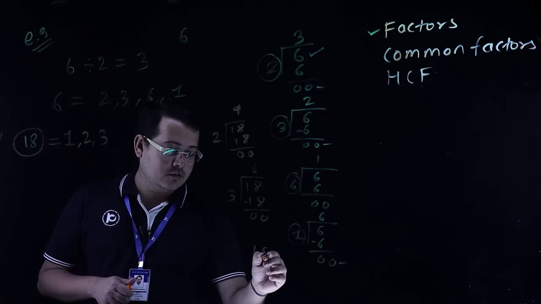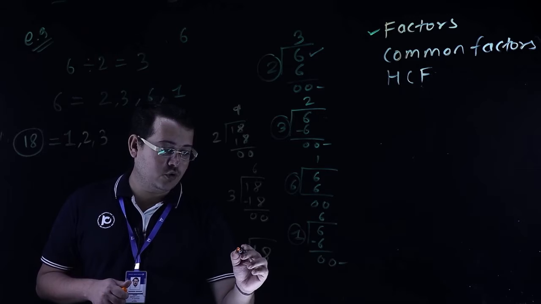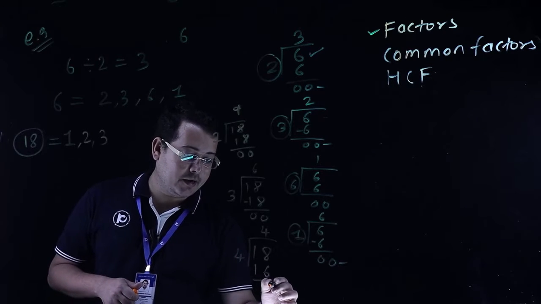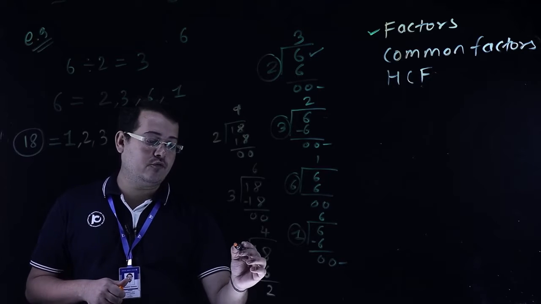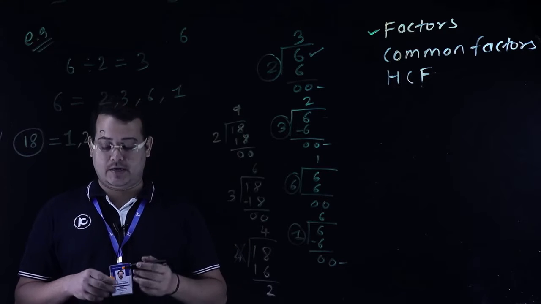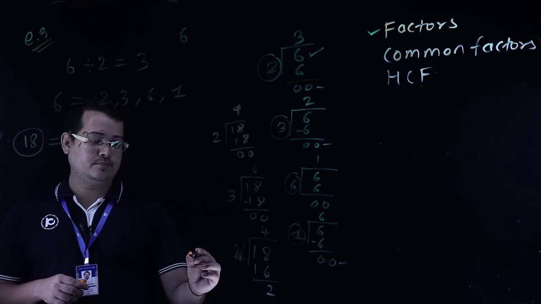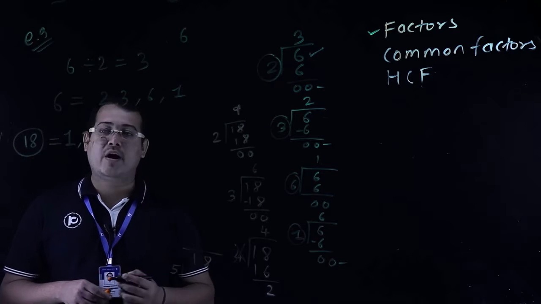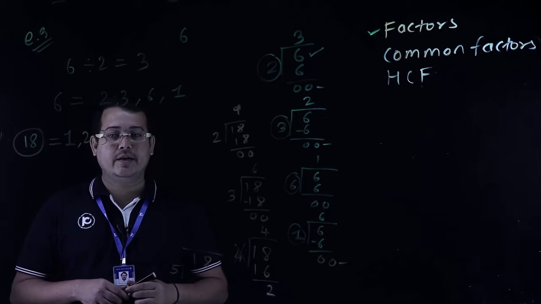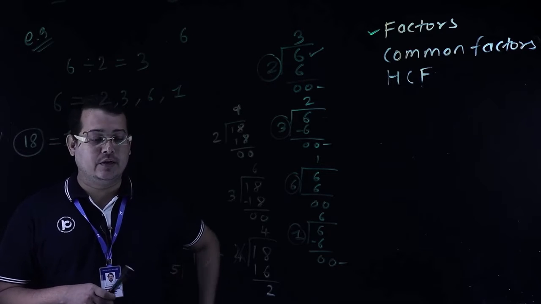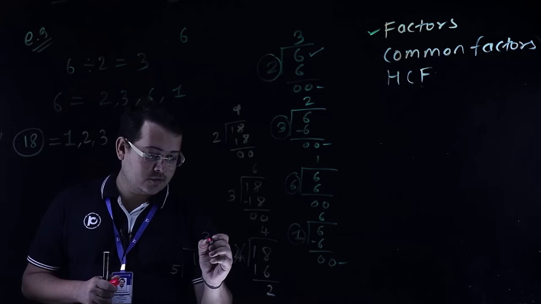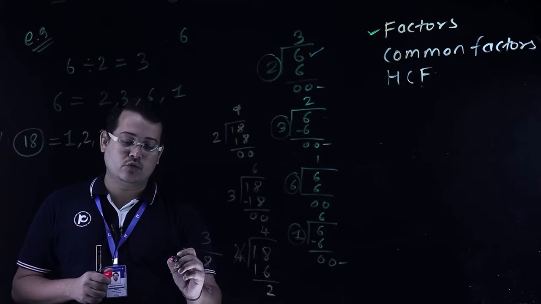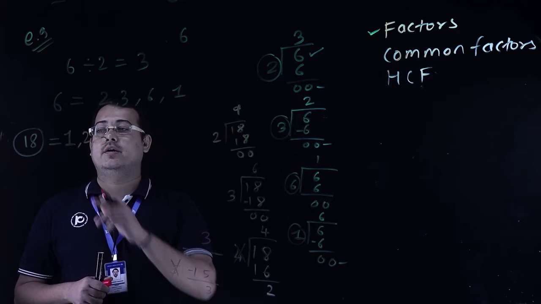Going with the next number, which is 4. Now 4 4s are 16. Here we are getting a remainder of 2. So we cannot take 4 as a factor of 18. We will go with 5 also. 5 1s are 5, 5 2s are 10, and 5 3s are 15. So here you can see again we are getting a remainder, that is 3. So 5 is also not a factor of 18.